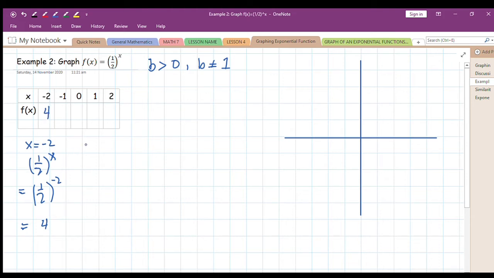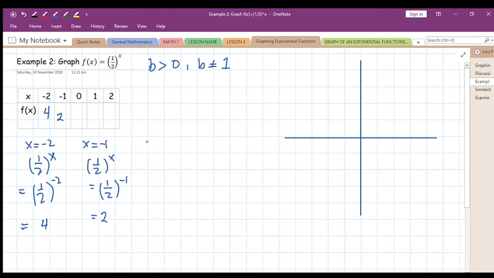Now, what about if x is equals to negative 1? So if x is equals to negative 1, we have 1/2 raised to x that will be equal to 1/2 raised to negative 1. So we have 1/2 raised to negative 1 that will be equal to 2.